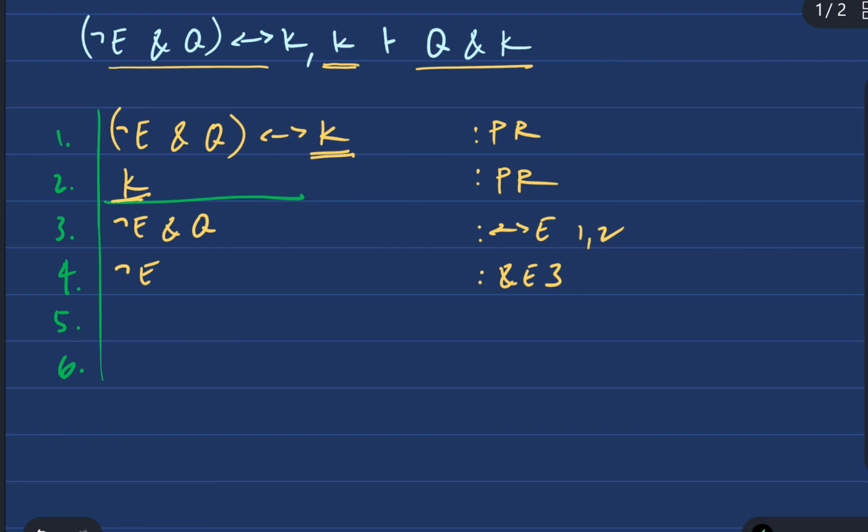We don't need to have that not E to get our conclusion, but we're allowed to do it, and so I'm going to put it there just to show you something here in a minute. And then we also, of course, can put Q, same rule, and then our conclusion, Q and K, conjunction intro 2 and 5.